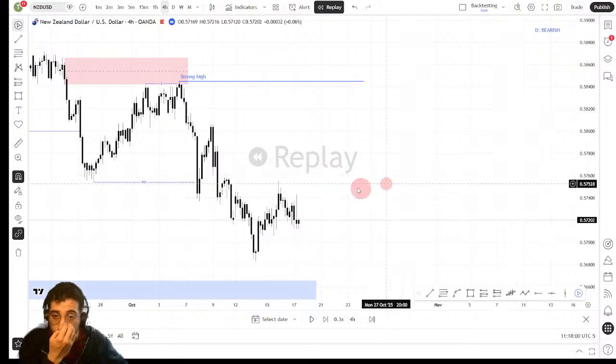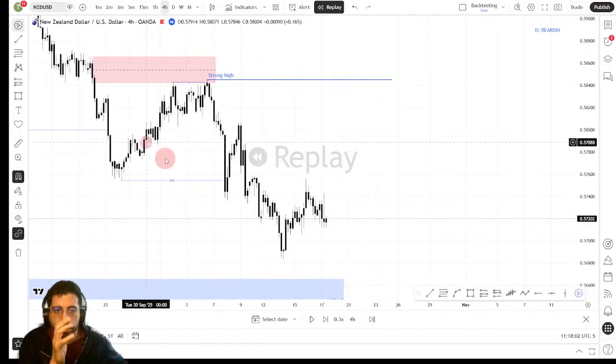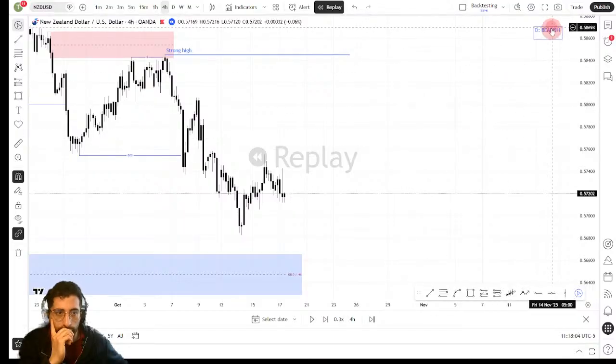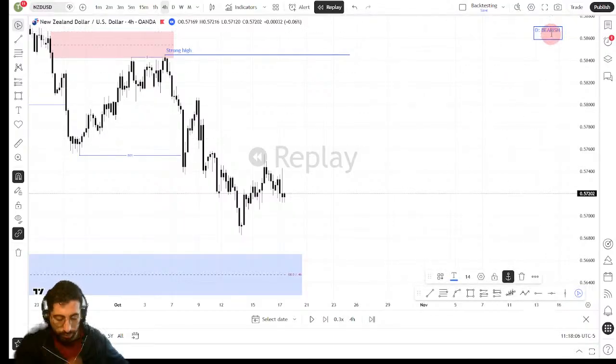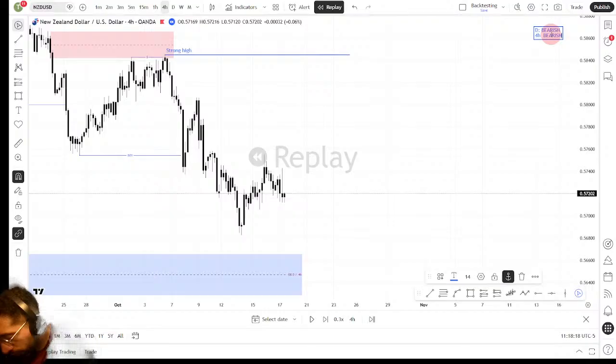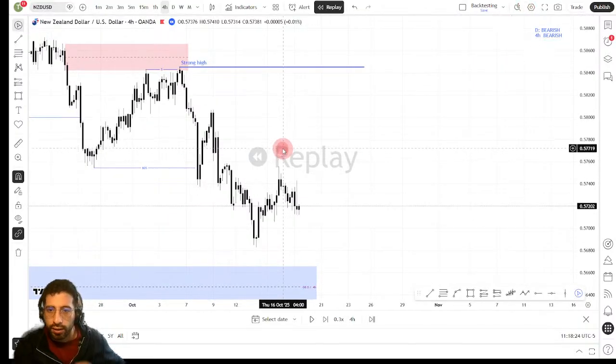Okay, let's continue. So according to this, in 4-hour time frames, we're in a bearish impulse. For our time frames, oh sorry, we are still bearish, which is fine. We're doing fine here.